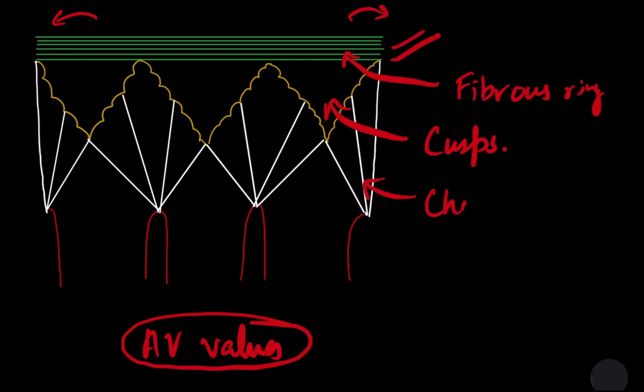Then you can see these white threads. These are nothing but the chordae tendineae. The chordae tendineae are fibrous cords that tether the cusps to papillary muscles. What they do is they basically prevent excess upward movement. More on that later. And lastly, we have papillary muscles. These papillary muscles are ventricular muscles that are present on the walls of both the ventricles, and they contract during systole and stabilize the valve rather than opening or closing it.